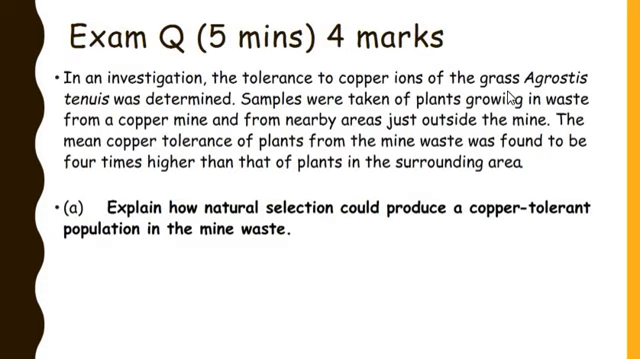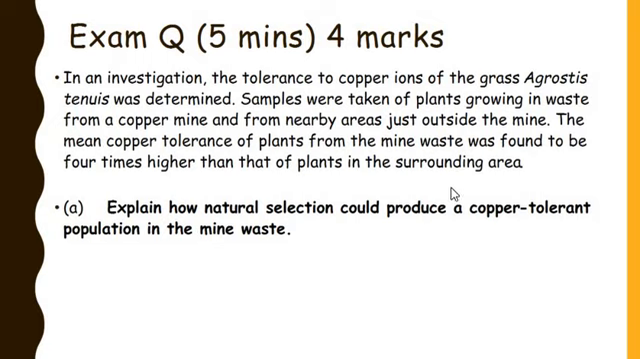And we're going to look at plants here. So, in an investigation, the tolerance to copper ions of the grass Agrostis tenuis was determined. So you've got this grass, you want to see how it can tolerate copper ions. Samples were taken of plants growing in waste from a copper mine and from nearby areas just outside the mine. The mean copper tolerance of plants from the mine waste was found to be 4 times higher than that of the plants in the surrounding area.